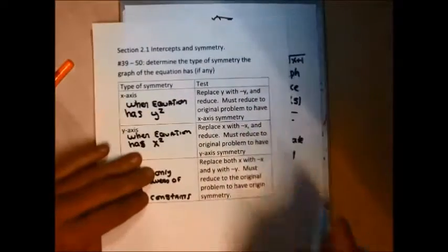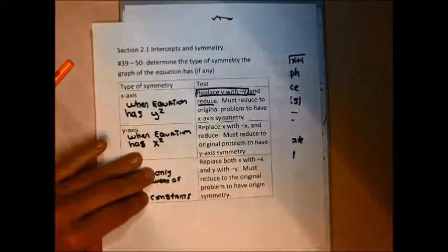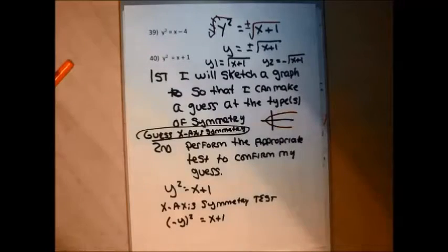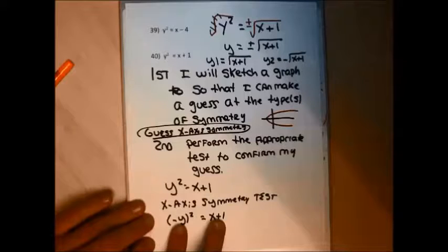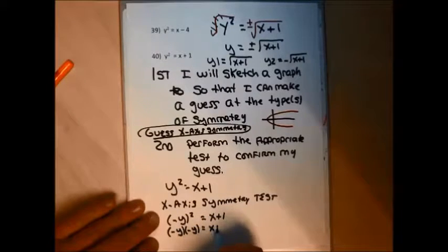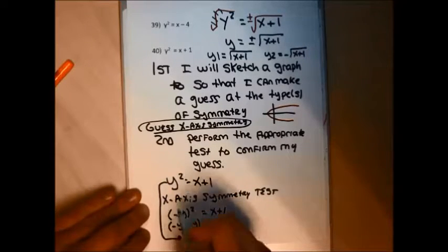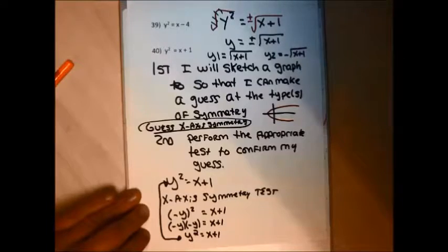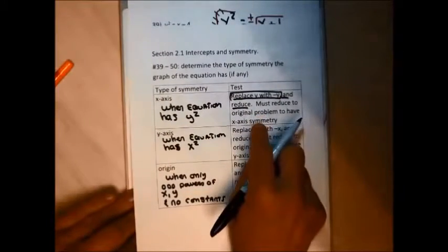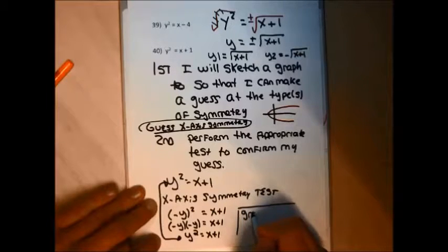So the first part of the x-axis symmetry test says replace the y with negative y. The second part, all in the same sentence, says and reduce. If it reduces to exactly the original problem, it has x-axis symmetry. So this is the test: replace the y with negative y, and I'm going to reduce. Negative y squared can be written as negative y times negative y. Two negatives multiply out to be a positive, and two y's multiply out to be y squared. Because it reduced to exactly the original problem, the graph has x-axis symmetry. So my answer to this problem is the graph has x-axis symmetry.